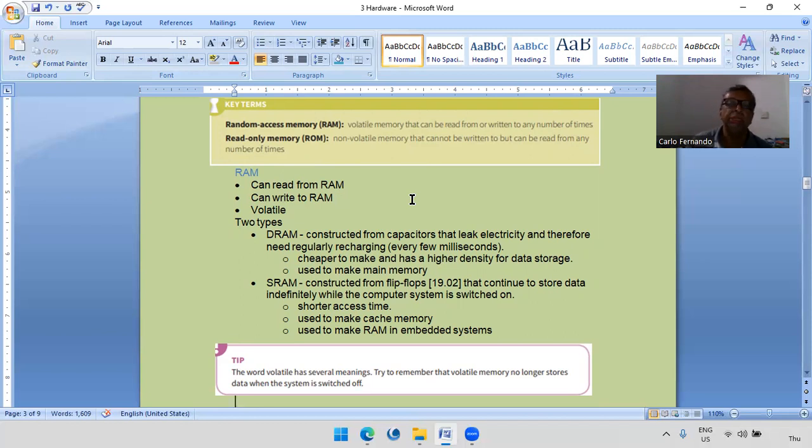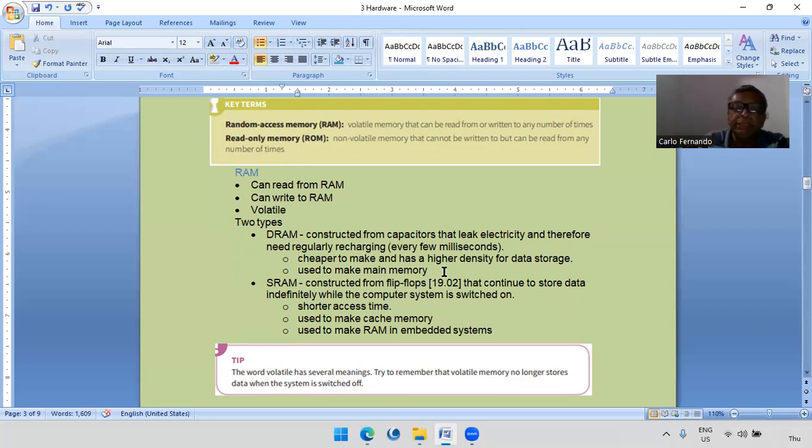There are two types. One is DRAM, the other one is SRAM. DRAM is dynamic. SRAM is static. DRAM is constructed from capacitors. What are capacitors? Electronic components that leak electricity and therefore need regular recharging every few milliseconds. If you learn a little bit of electronics, you can find the properties of it: you charge it and then it leaks, it goes down after some time. Because of that, you need regular recharging. Every few milliseconds, you have to send a charge again, recharge, refresh.